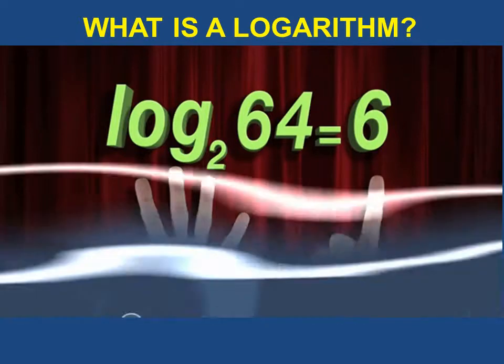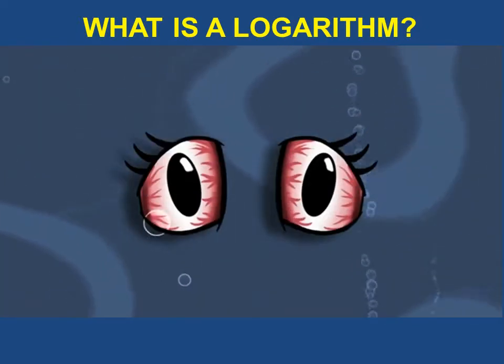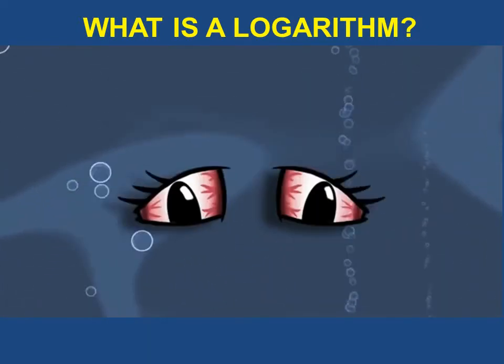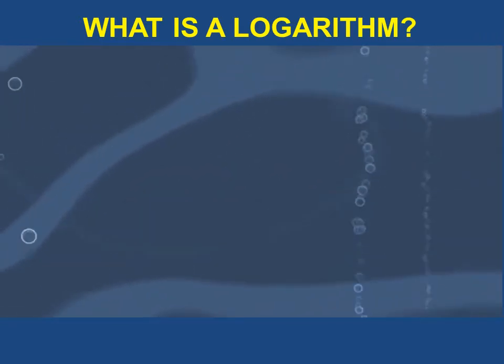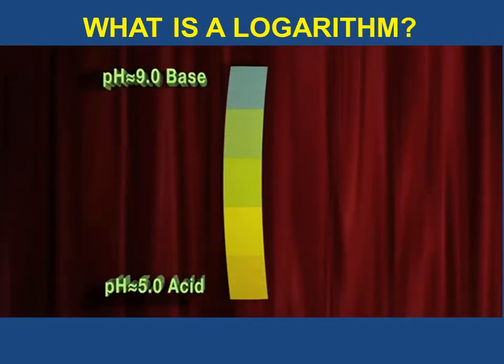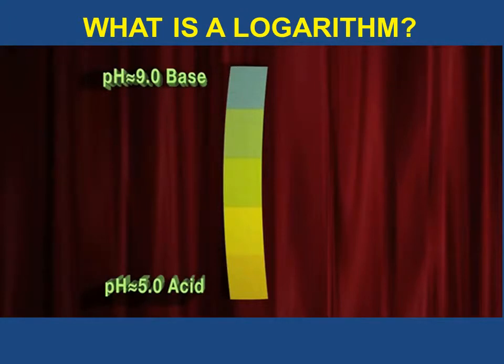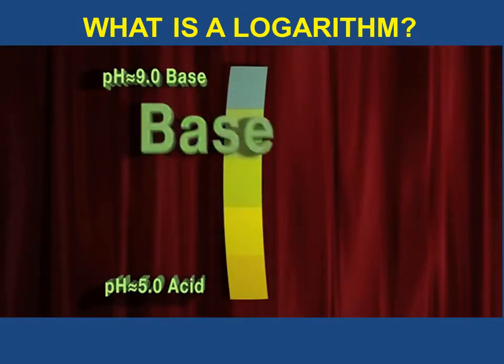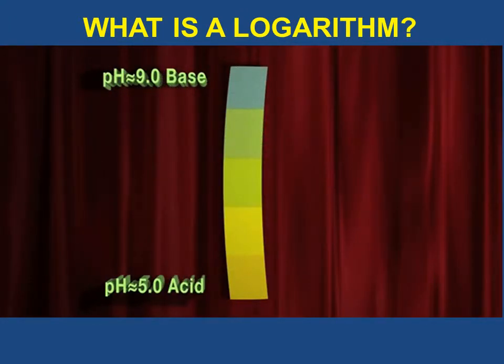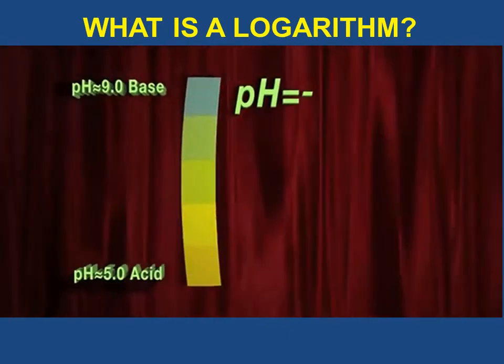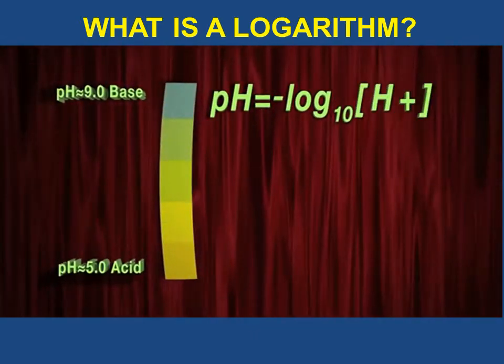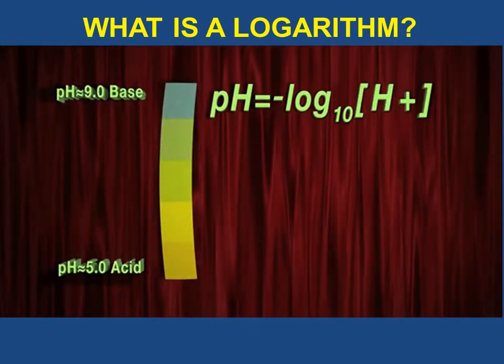So what does this have to do with my eyes turning red in some swimming pools and not others? Well, it leads us into an interesting use of logarithms in chemistry. Finding the pH of water samples. pH tells us how acidic or basic a sample is and can be calculated with the formula pH equals negative log base 10 of the hydrogen ion concentration, or H+.